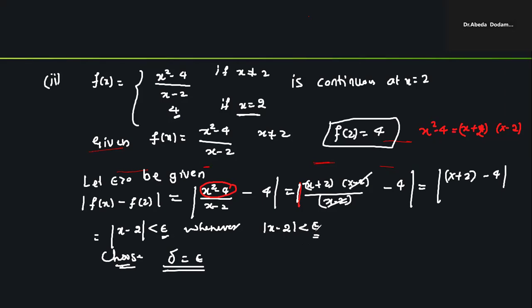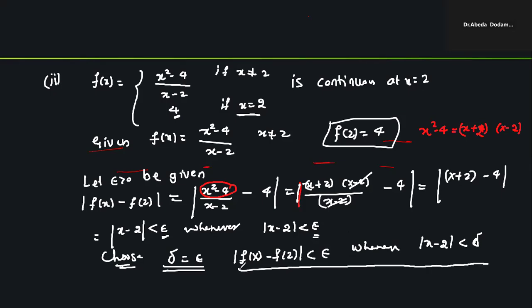In this case your delta and epsilon are the same, right? So that's how the choosing will be; it depends on the different problems. Okay, so now we choose delta equal to epsilon. Therefore |f(x) - f(2)| is less than epsilon whenever |x - 2| is less than delta. So this is nothing but again the definition of the function to be continuous at a point. Hence we say that f is continuous at x equal to 2.